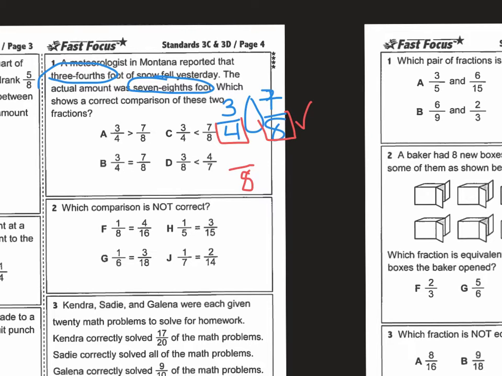So then what do we do to the 4 to make an 8? That's right, we multiply by 2. So that means what is 3 times 2? 6. Very good. So now we're looking at 6/8, comparing it to 7/8. So now we know that 6 is less than 7. So now we need to look for 3/4 is less than 7/8, which is letter C.